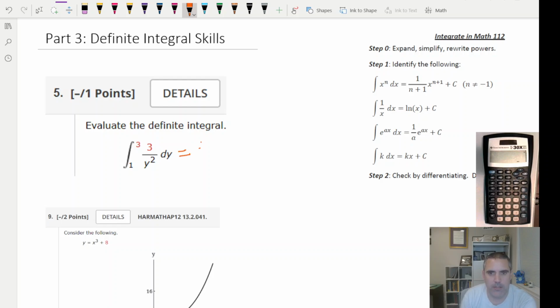So we rewrite it the way we did before, 3y to the negative 2 dy. We find an antiderivative like we were doing before. So the power goes up 1, so it becomes -1. You divide by -1. And then you evaluate at 1 and 3.